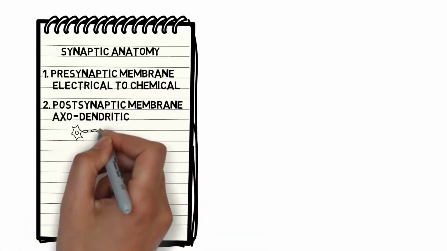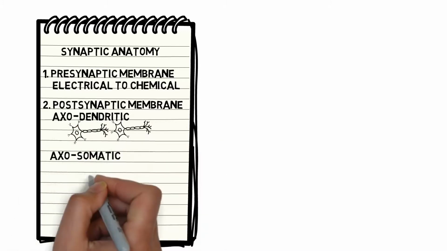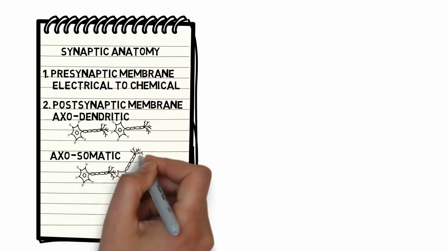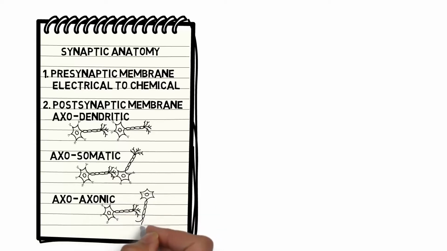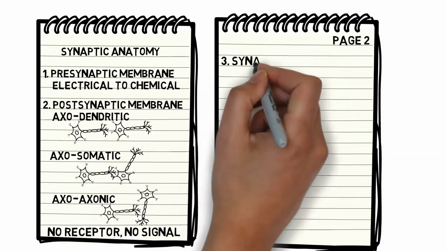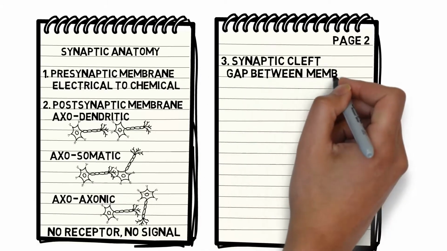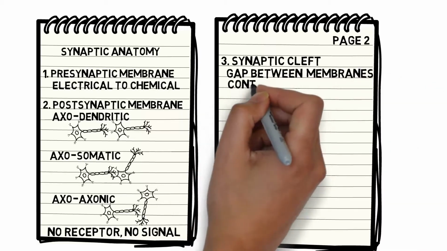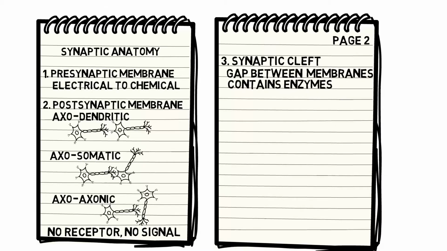It can be a dendrite, axodendritic, a cell body or soma, axosomatic, or another axon, axoaxonic. This membrane must have receptors for the neurotransmitter being released from the presynaptic membrane, otherwise the signal will not be passed forward. The third component is the synaptic cleft. This is simply the gap between the presynaptic membrane and the postsynaptic membrane. This gap is often filled with enzymes for breaking down the neurotransmitter, like acetylcholinesterase.